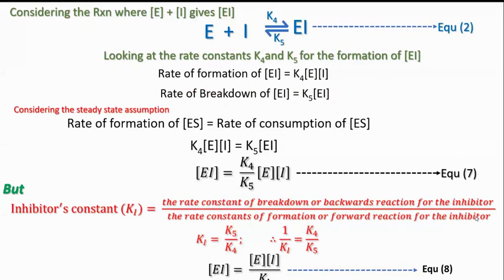Now, let's look at EI. The EI formation and the EI breakdown, we make EI to be equal to K4 over K5, all multiplying E and I in equation 7. Okay, now you introduce your inhibitor's constant, and you have that EI will be equal to E multiplied by I all over Ki. We saw that when we were looking at the uncompetitive inhibition.